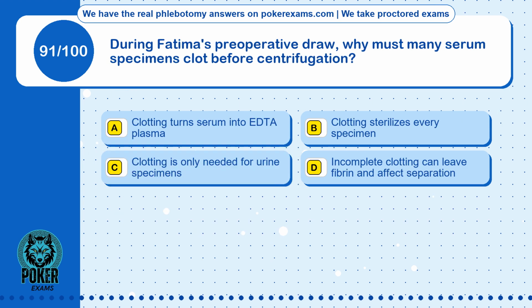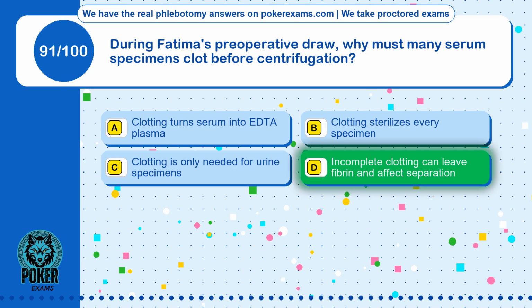Question 91. During Fatima's preoperative draw, why must many serum specimens clot before centrifugation? Option A, clotting turns serum into EDTA plasma. Option B, clotting sterilizes every specimen. Option C, clotting is only needed for urine specimens. Option D, incomplete clotting can leave fibrin and affect separation.